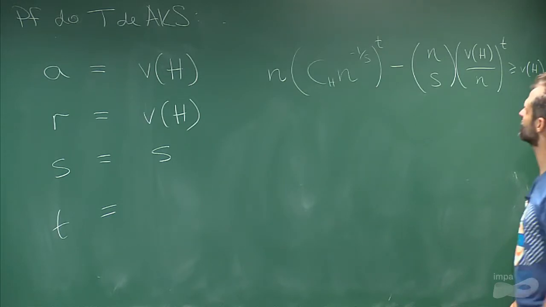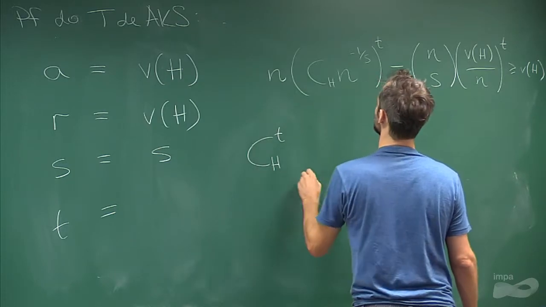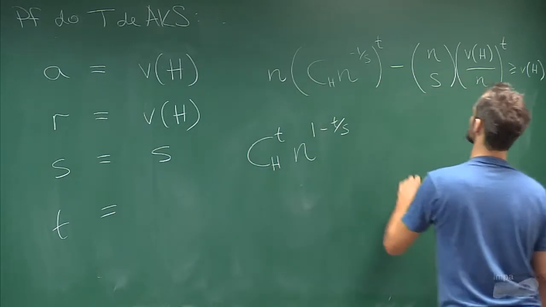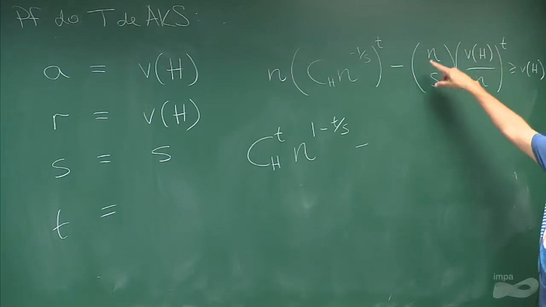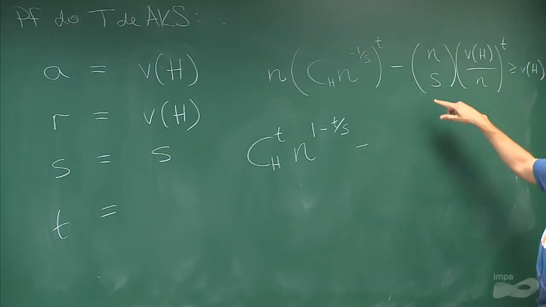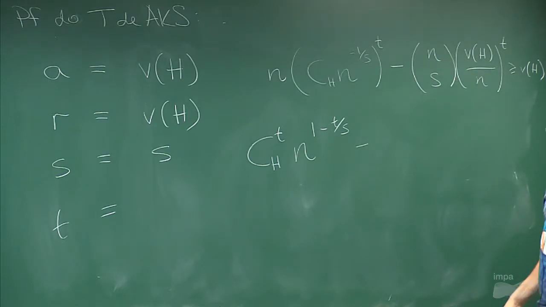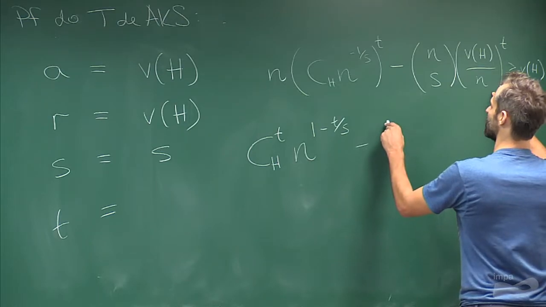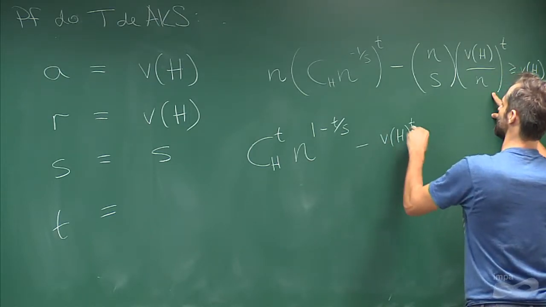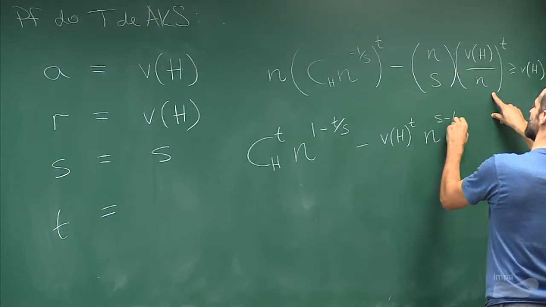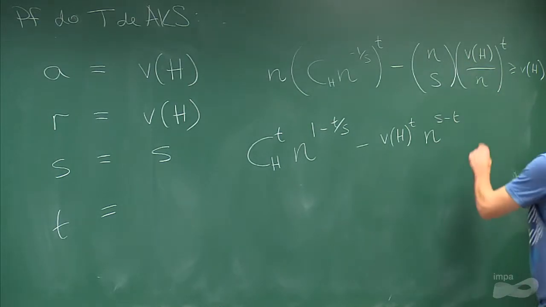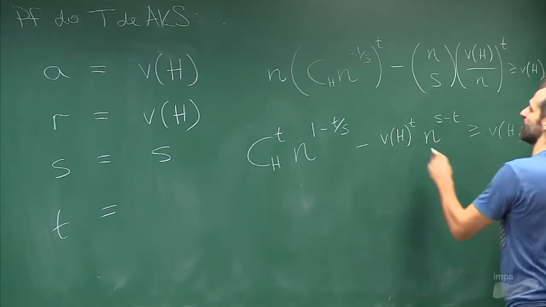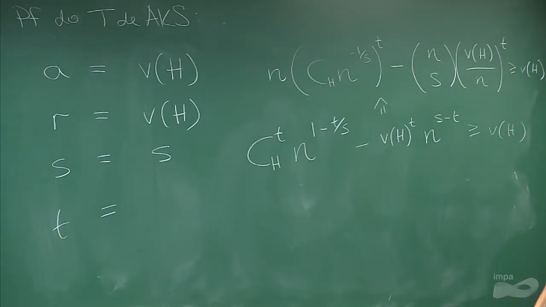Okay, let's try to simplify this a bit. C of H to the T, n to the 1 minus T over S, minus, right, so it's sufficient to prove, we can replace this by something bigger, right? So we can replace this by n to the S if I want to. So we end up with V of H to the T times n to the S minus T. Right, I've just replaced this by something a bit bigger, n to the S. And so if we can prove this is true, this would imply this. Right? This is a slightly stronger inequality.